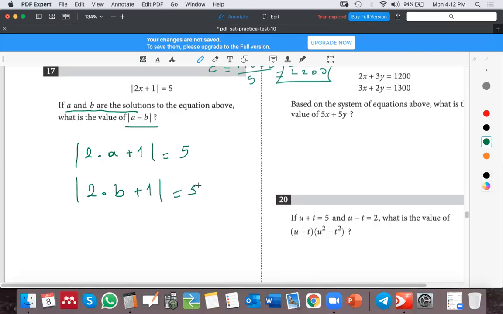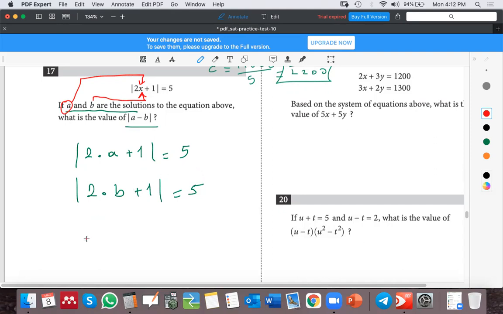Is this okay? One more time. If A is a solution, when I put it here, it must be satisfied. If B is a solution, when I put it here, it must be satisfied. 2A plus 1 is 5. 2B plus 1 is 5. So what can I say?